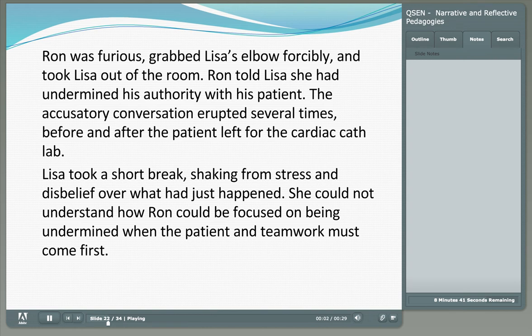Ron was furious, grabbed Lisa's elbow forcibly, and took Lisa out of the room. Ron told Lisa she had undermined his authority with his patient. The accusatory conversation erupted several times before and after the patient left for the cardiac cath lab. Lisa took a short break, shaking from stress and disbelief over what had just happened. She could not understand how Ron could be focused on being undermined when the patient and teamwork must come first.